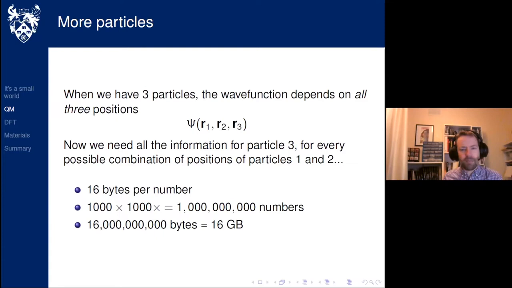We'll go to 3 particles. So now my wave function depends on 3 positions. And that's, again, because when I consider what particle 3 is doing, it's different depending on every possible combination of what particles 1 and 2 are doing. So now I need 1,000 times 1,000 times 1,000.